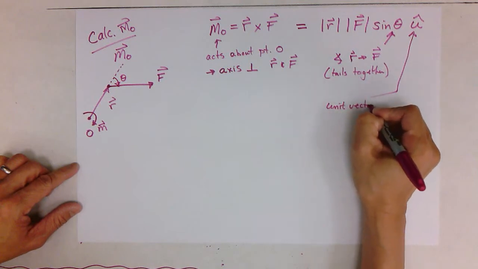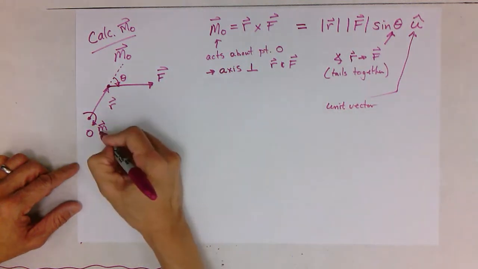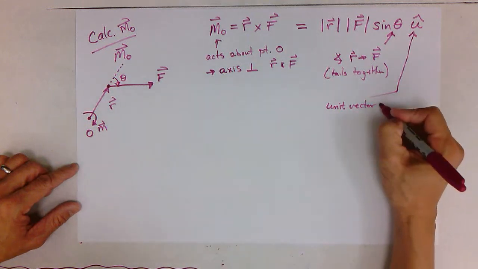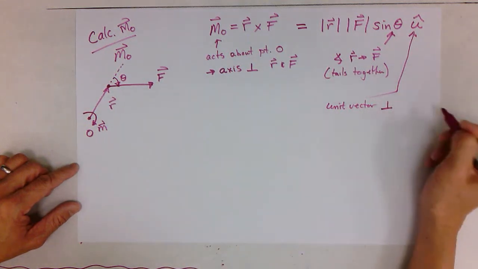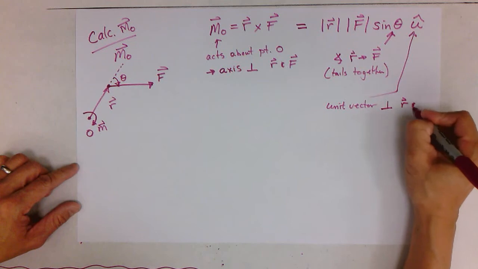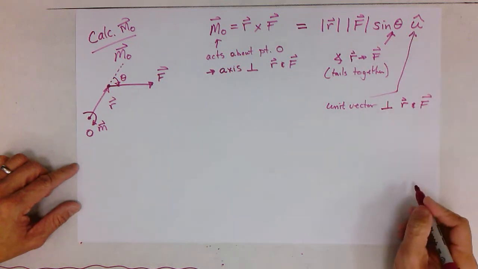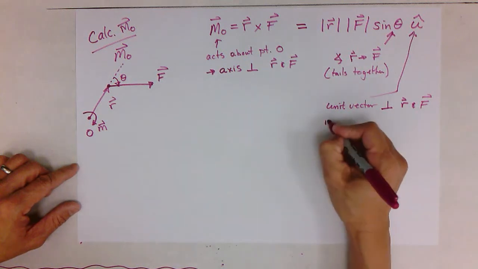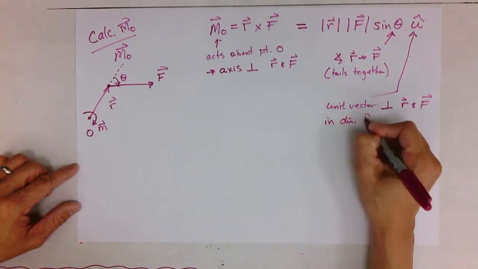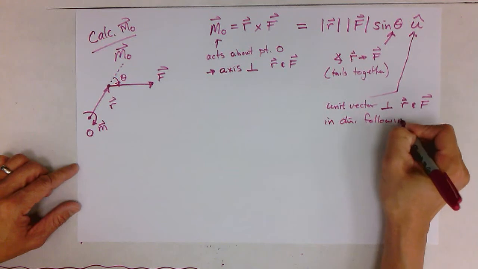So that indicates the direction of where the moment's going. Remember, M is a vector. It has to have a direction. And this unit vector is perpendicular to r and F. So r and F are going to define a plane. The unit vector is perpendicular to it, and in the direction following the right-hand rule.